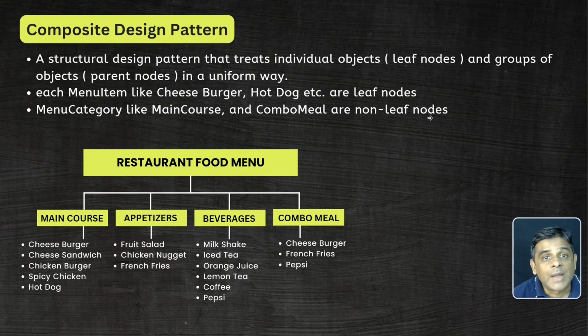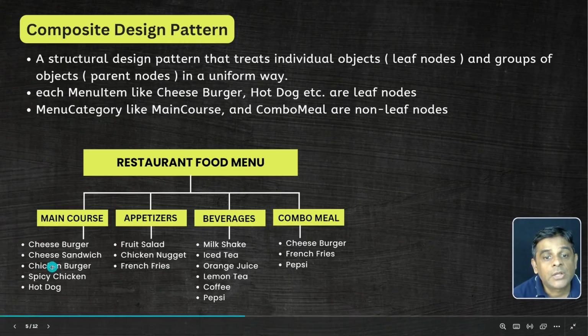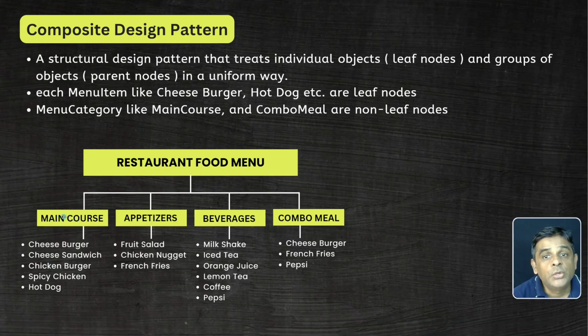Now what is the composite design pattern? Composite design pattern is a structural design pattern that treats individual objects like this one and a composite object like this one in a uniform way. Now what is a uniform way? That means when we deal with a leaf node and when we deal with a composite node, we will not see much difference. They both work in the same manner, so when we deal with such objects, we will not face any difference. So this is the composite design pattern.